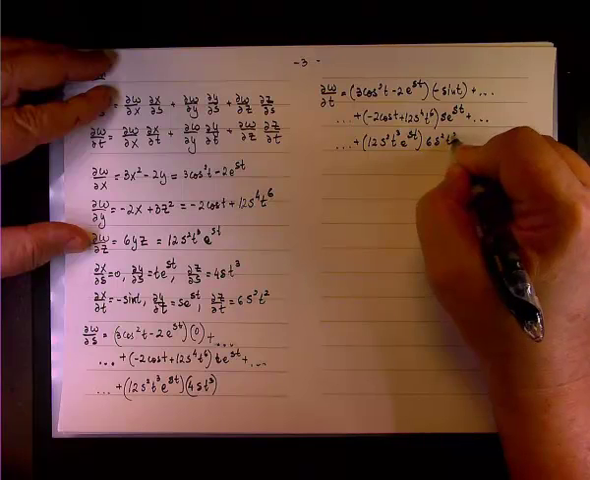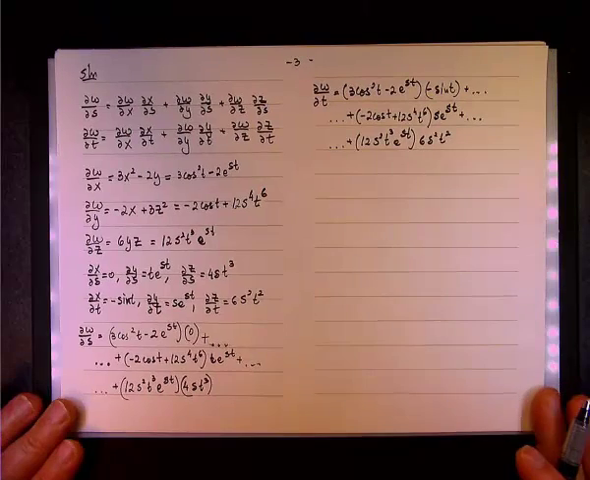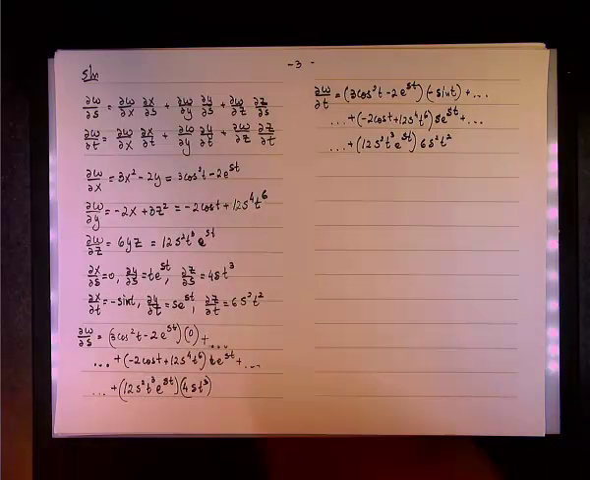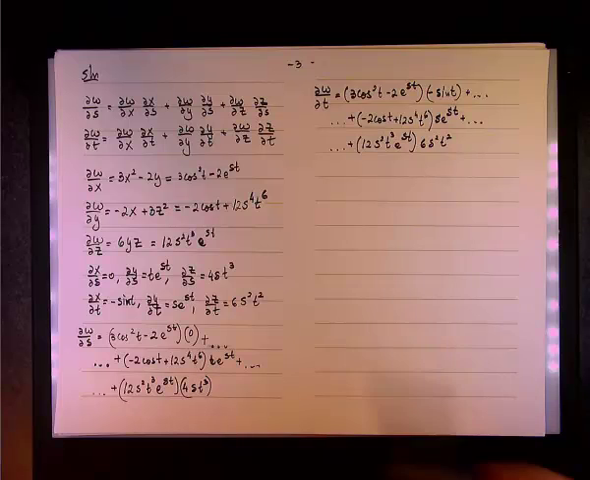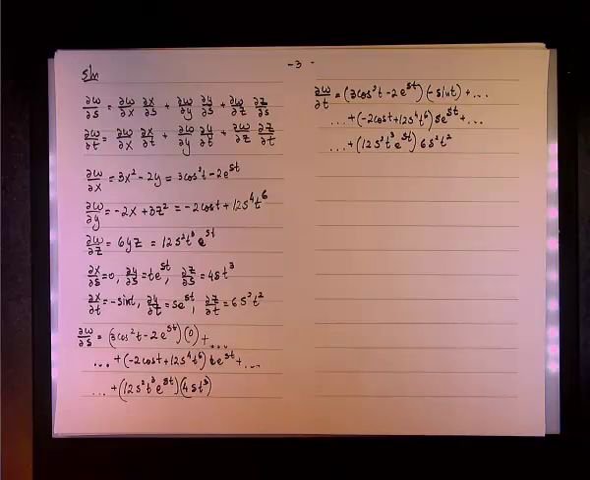And finally, the last component, del w del z, 12s squared t cubed e to the st, and we multiply it by del z del t, which is, I lost it, where is it? Right here, 6s squared t squared. Okay. And I'm going to stop here.